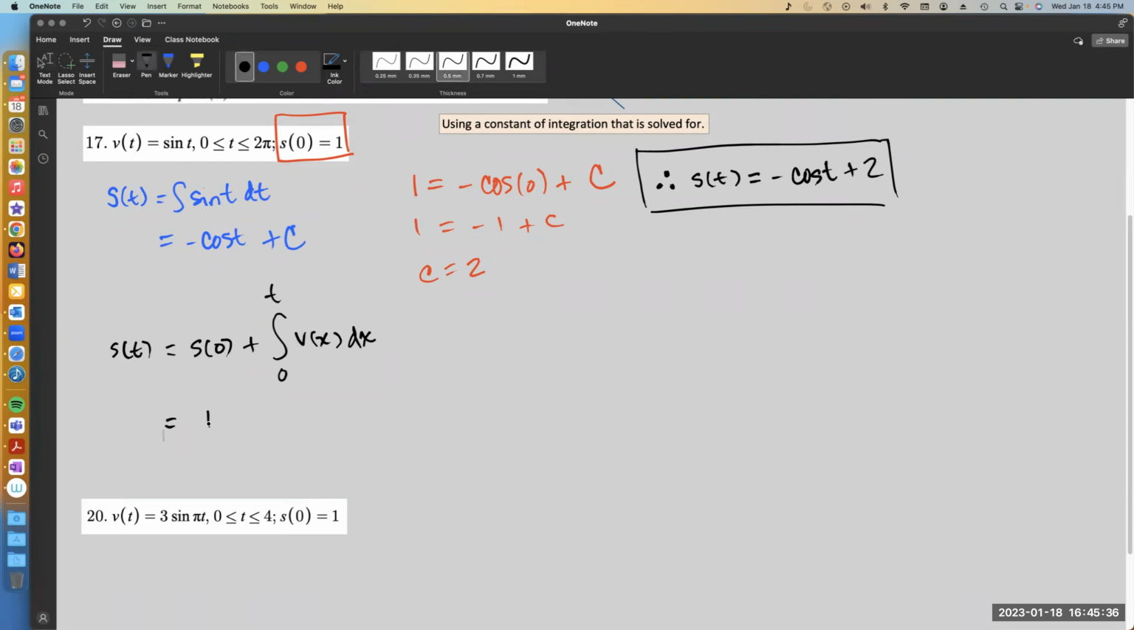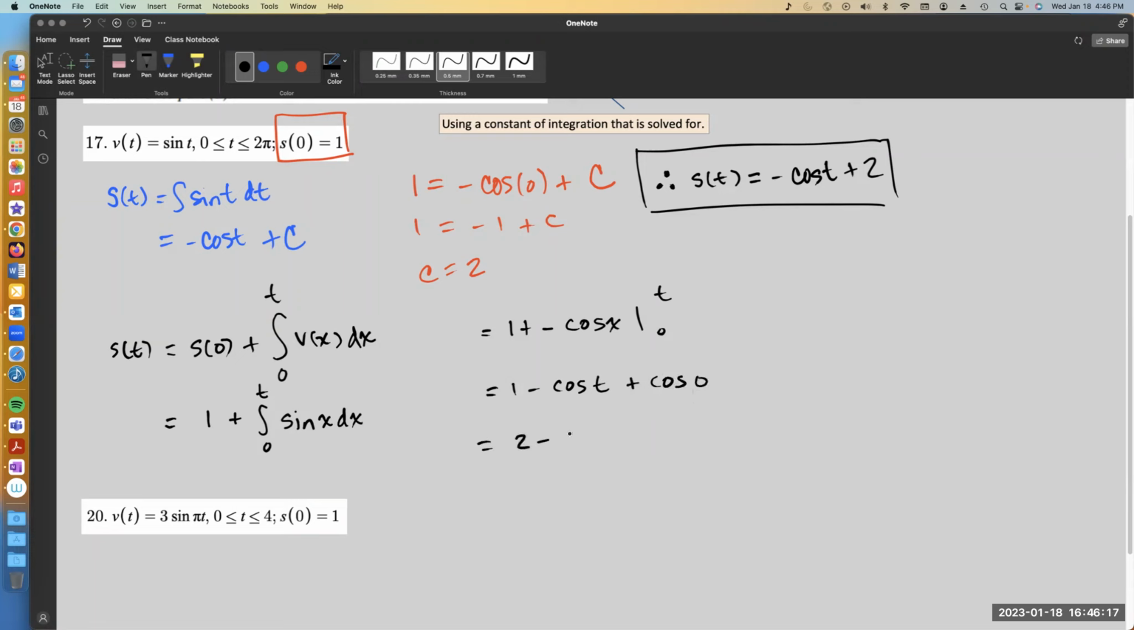So S of 0 is 1. And then we integrate from 0 to t. The velocity function is given as sine t, but we want to use an x because we already have a meaning for t. T is going to be the variable that we end up with, right? We have this independent variable that is going to be in the final answer. So we've already used t, so we use a different letter for our dummy variable. And so then this will be 1 plus the integral of sine is minus cosine. That goes from 0 to t. Plug in the t, and then plug in the 0.